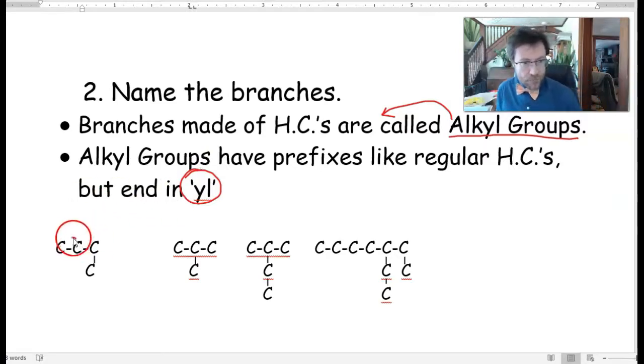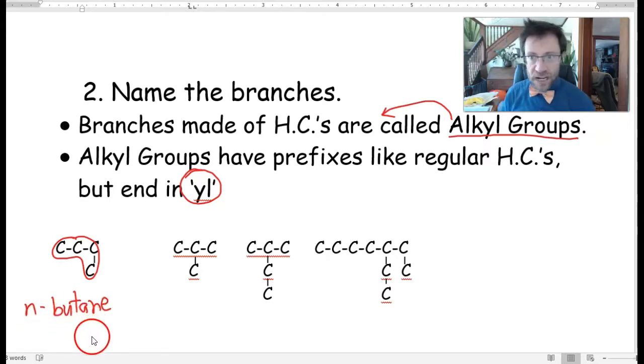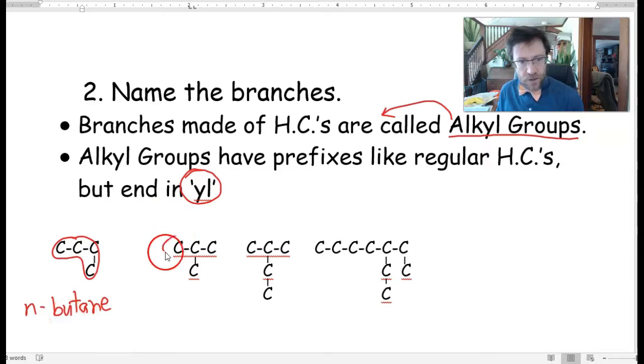So this one, butane. Do you see any branches? No. N for normal, or no branches, whatever you want to think of it. Butane, we're done there. This dude, I think we went like this, right?